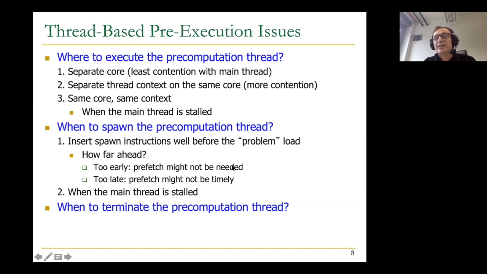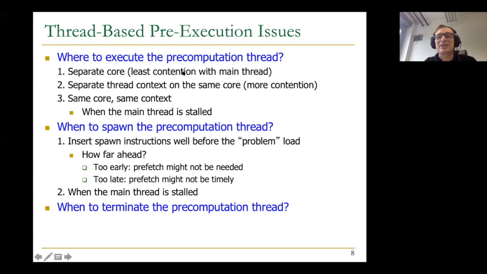Because the main program may actually go to a different path, just like with a prefetch instruction. If you do it too late, prefetch might not be timely. So this is, again, an important calculation that you need to do. And there are works in the literature that describe how to do this. Or you could do this when the main thread is stalled, which is another approach.